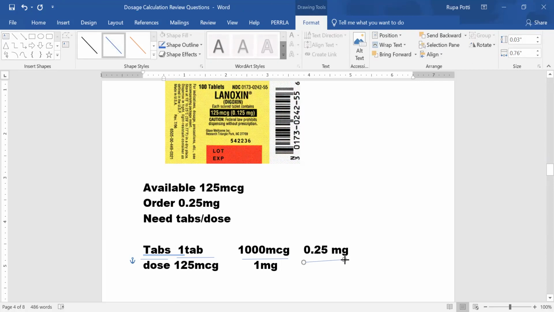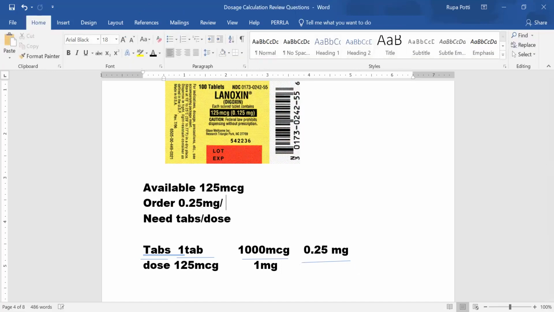I'm trying to play with my numbers here or my lines here, and I'm getting mixed up with my numbers. Okay, so as you look at this, what is the 0.25? So this is the order, right? That means per dose, that is what it is. That is what the physician wants you to give. So now you're going to say, okay, so I need to give 0.25 milligrams per dose. So now you pretty much used up all your numbers, right?